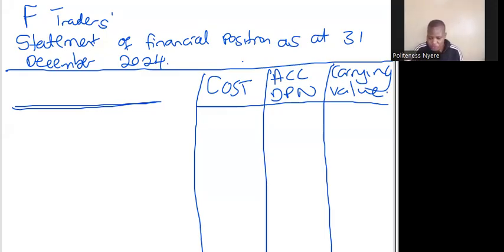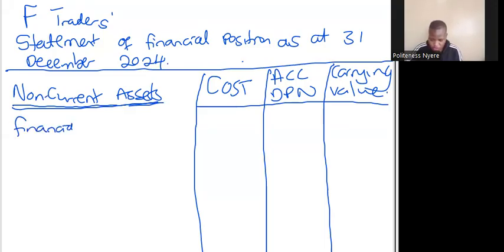So we'll start with the non-current assets. They are called non-current assets or fixed assets. So those are the assets that we're starting with. So let's start with them as financial.